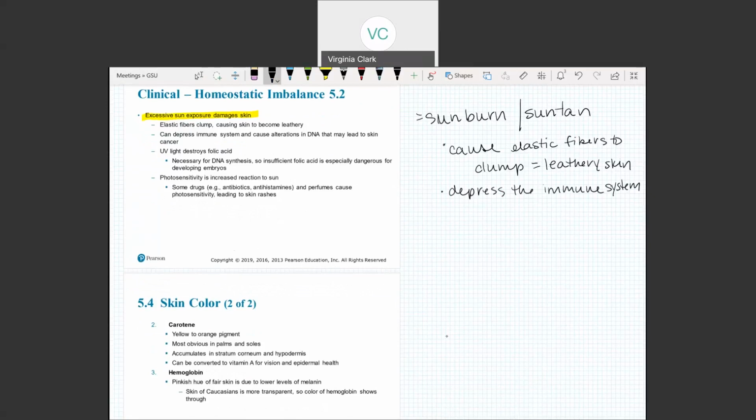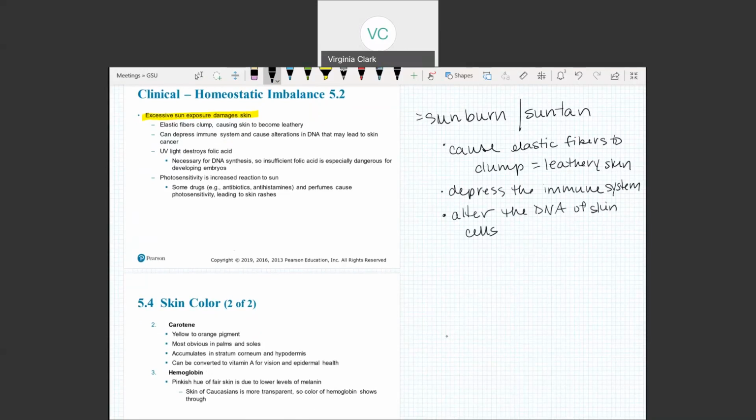And the biggest thing is it will actually alter the DNA of the skin cells. The more you're out in the sun, the more chances you have of the DNA of your skin cells being altered. And as we know about DNA, it's a protein. If you denature the protein, you have changed the function.